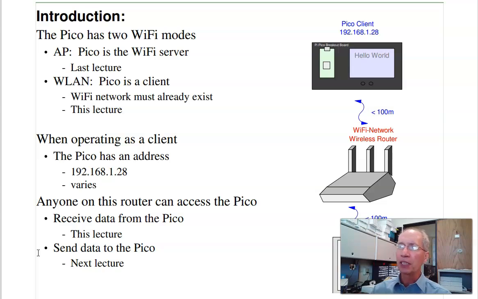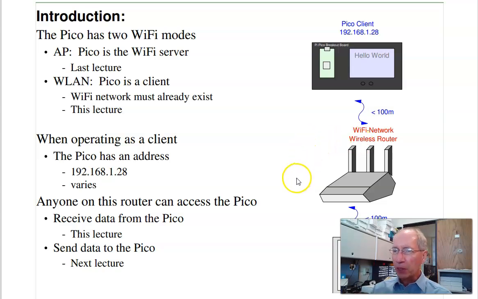In this lecture and the next one, we're going to be using the Pico as a client. There's a wireless network somewhere that I want to connect to. I'll have to be within about 100 meters of that network to connect to it. Then any other device also connected to that network can talk to my Pi Pico, send data to it, get data from it. In this lecture, we're going to be receiving data from the Pi Pico. In the next lecture, sending data to the Pi Pico using tags.